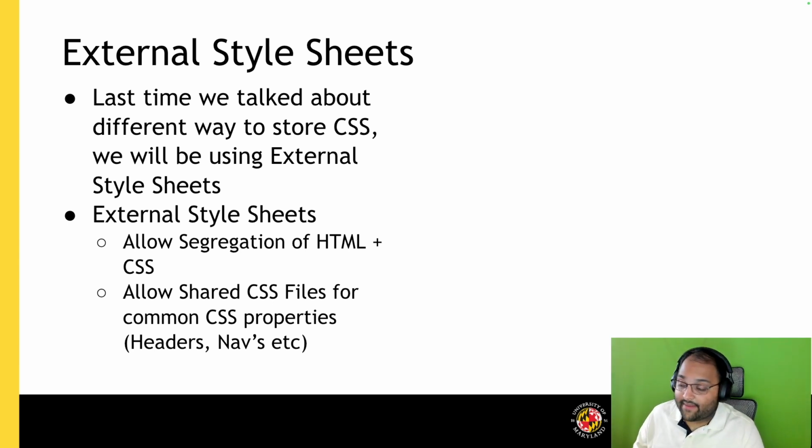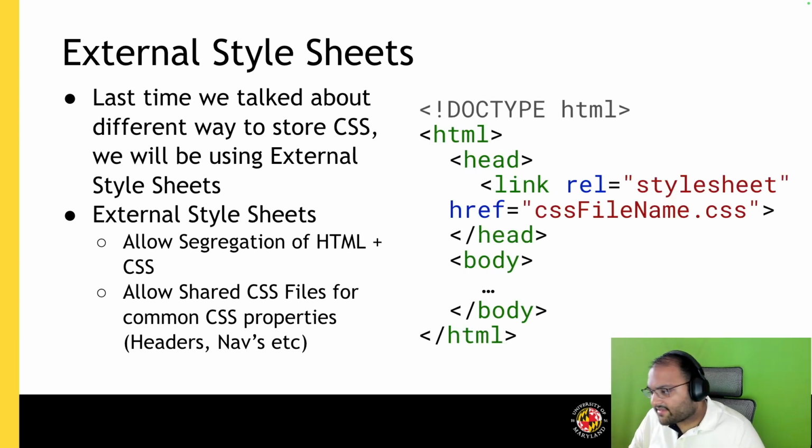You might ask, okay, what's the benefit of that? Well, think about multi-web page apps. We want the header, nav, etc. to all be the same across all three pages. So we can have a shared external style sheet to allow for that. And here's an example of how easy it is to add.